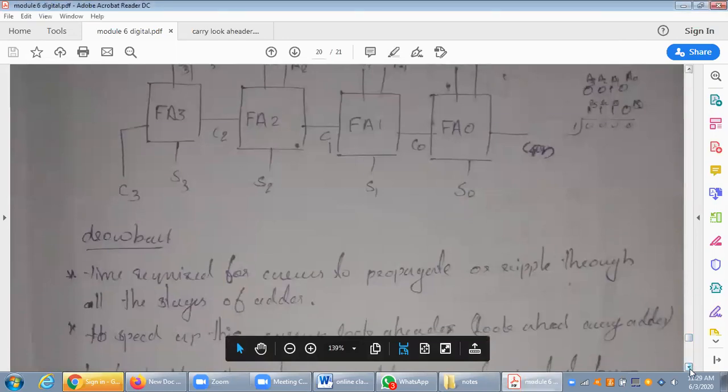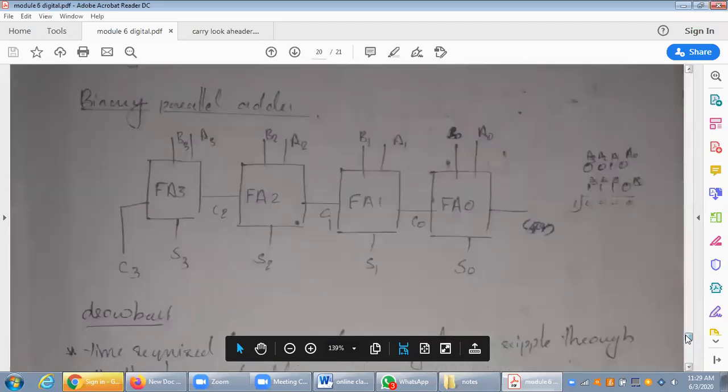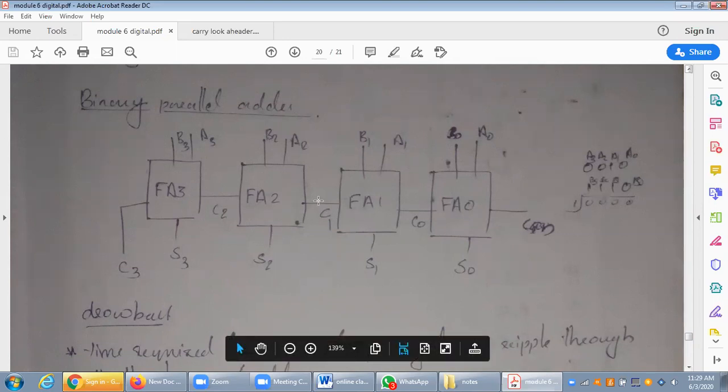The drawback of the binary parallel adder is the time required for the carry to propagate or ripple through all the stages of the adder. First, A0 and B0 will be added, then the carry will be generated. After that only A1, B1 and C0 will be added, then will produce S1, then C1 will be produced. After C1 is produced, then this will be added, then we'll get S2 and C2. So this is how the carry is propagated.